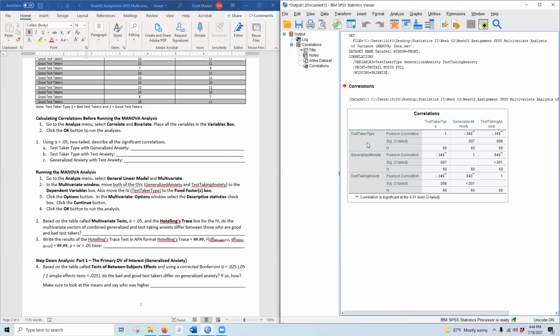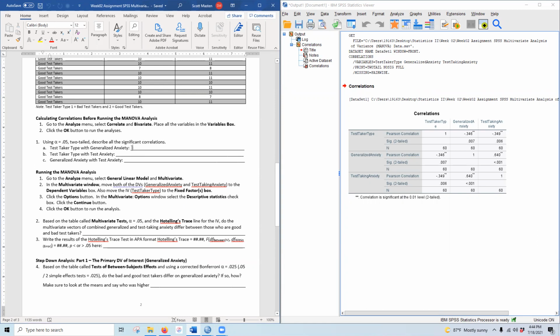Test taker type and generalized anxiety is right here, and it's negative. So generalized anxiety goes up, test taker type goes down. Okay, well, what's test taker type going down mean? Well, for test taker type over here, you've got good test takers and bad test takers. A low value on test taker type is bad test takers. A higher value is 2, which is good test takers. So anxiety tends to be higher among those who are lower on test taker type. That is bad test takers, right? Higher anxiety, lower test taker is 1. That is bad test takers.